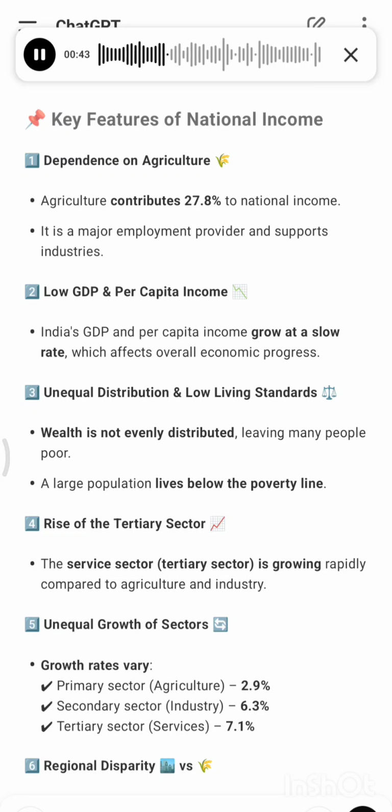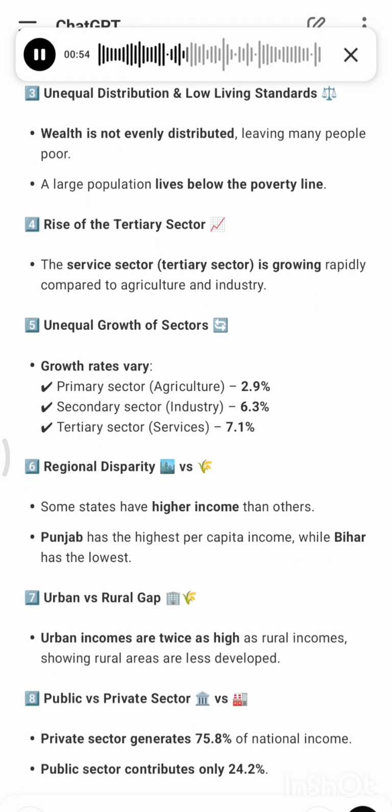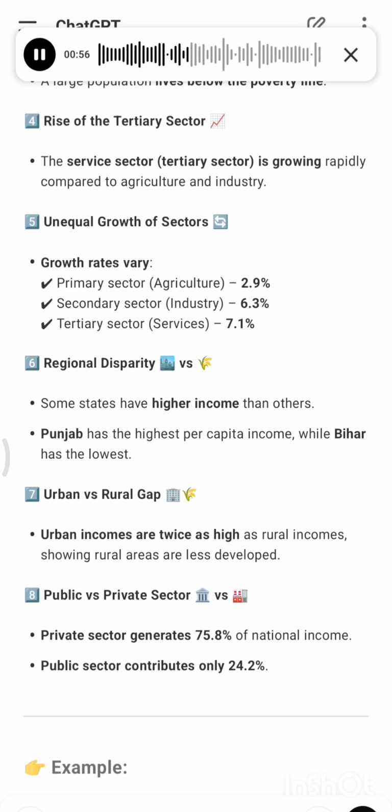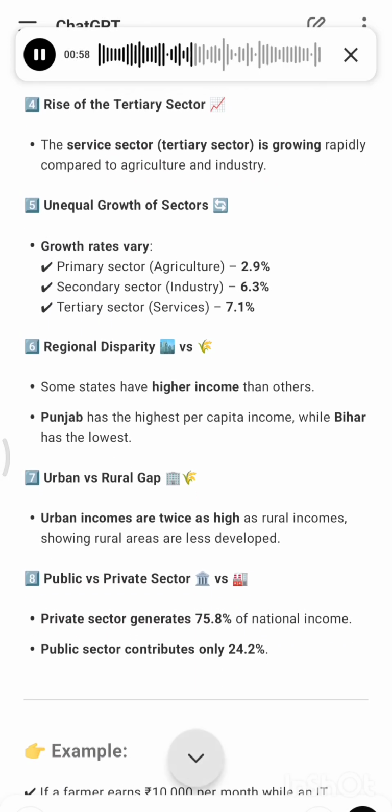4. Rise of the tertiary sector. The service sector, the tertiary sector, is growing rapidly compared to agriculture and industry. 5. Unequal growth of sectors. Growth rates vary. Primary sector, agriculture, 2.9%. Secondary sector, industry, 6.3%. Tertiary sector, services, 7.1%.